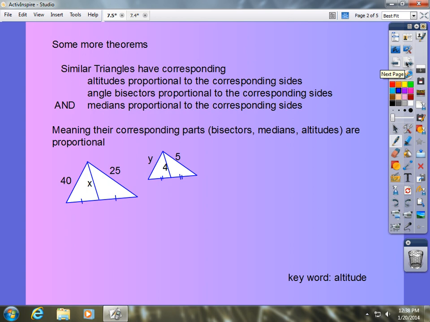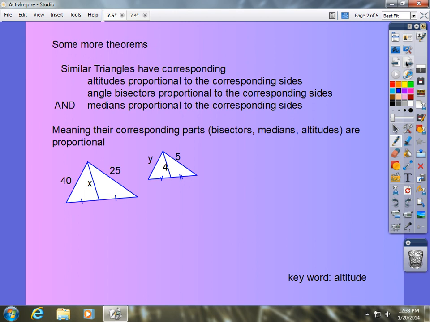Okay, similar triangles have other corresponding parts too. Their altitudes would be proportional, their angle bisectors would be proportional, and their medians would be proportional. Now these are 3 more theorems that are listed in the book. It just means their corresponding parts, the bisectors, the medians, and the altitudes, are going to be proportional. So we can set them up.